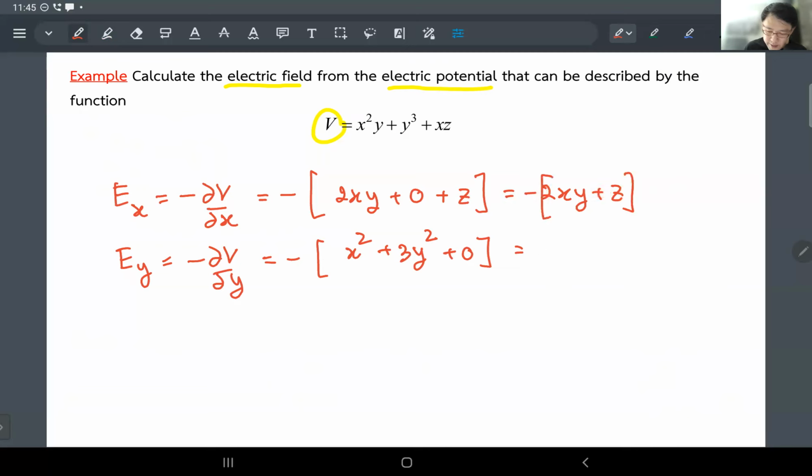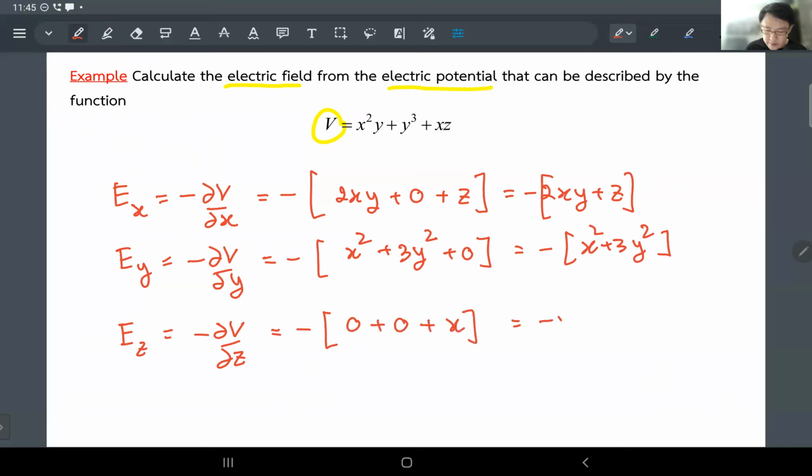Okay, negative x squared plus 3y squared. See, done. And the last one, just do dV by dz. Negative is there. First term is gone. Second term is gone. Last term is x. So this is negative x. And that's it, guys.